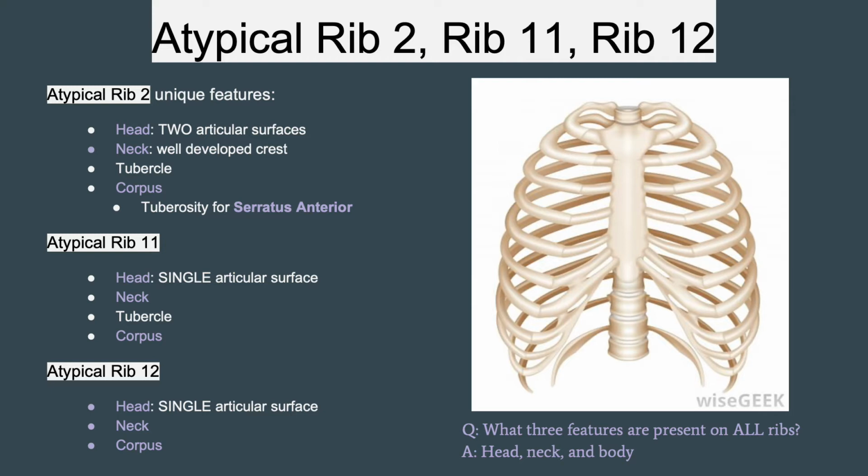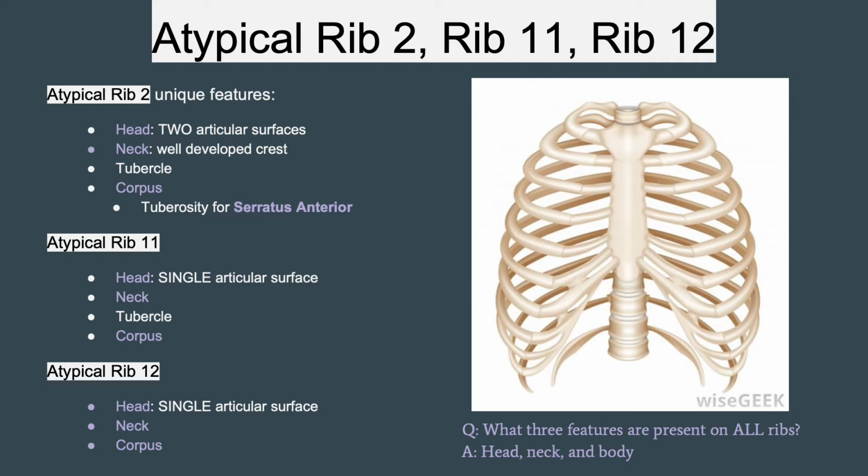Rib 10, if you remember from the last PowerPoint presentation, is so variable that we don't even cover it. It'll be mentioned a couple of times, but anything that seems to be very variable happens with rib 10, so we don't talk a lot about its special features.